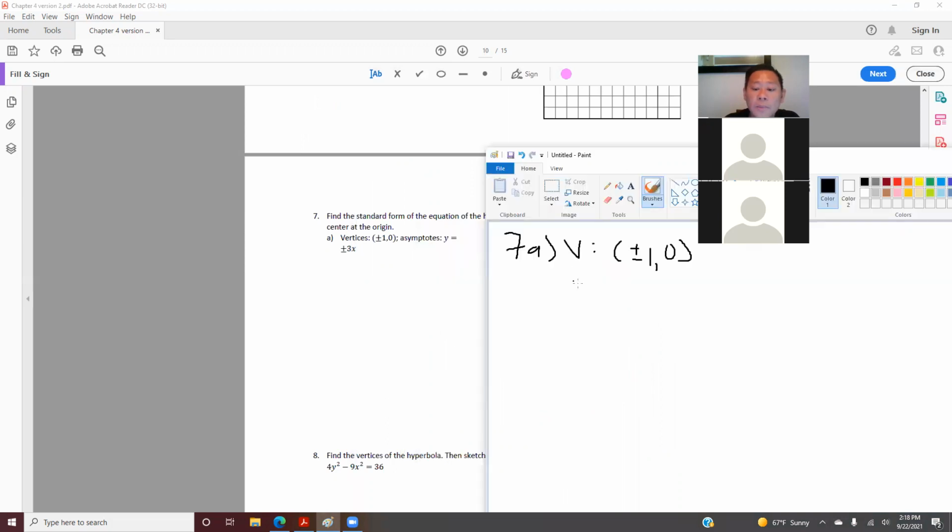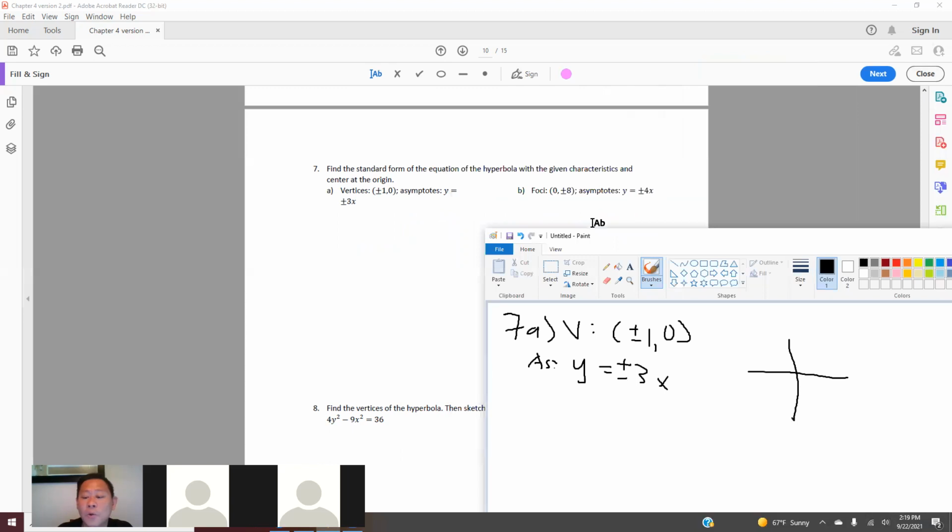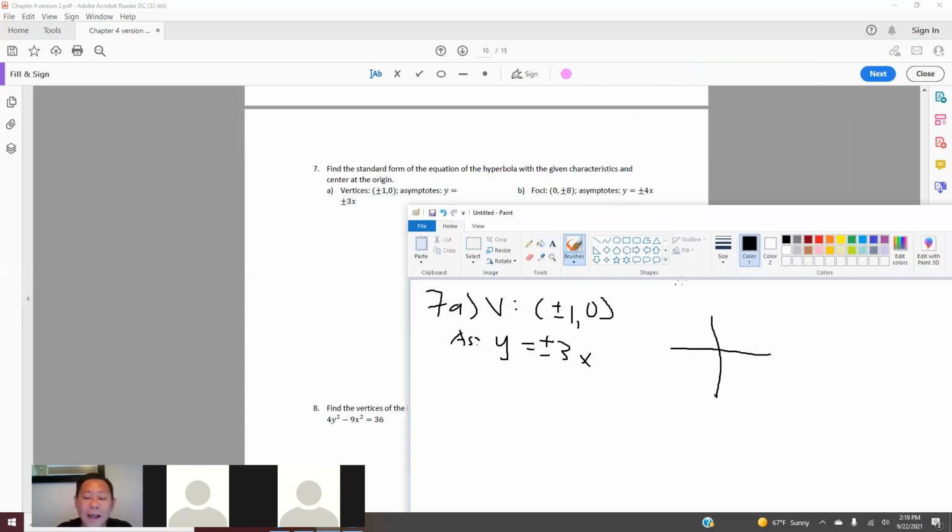And the asymptotes are y equals plus minus 3x. Okay. So the first thing you need to do, class, because the center is at 0, 0, is to draw this fellow out. Every time, this is my advice for you guys: if a question asks you to find the equation, I would strongly suggest you sketch this fellow out, although the question doesn't ask for it.